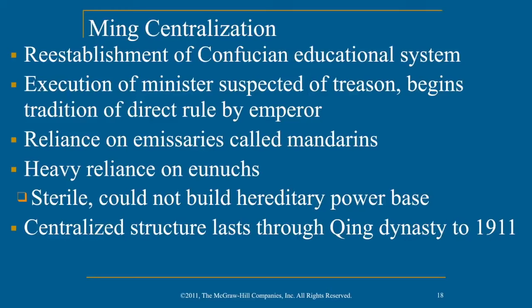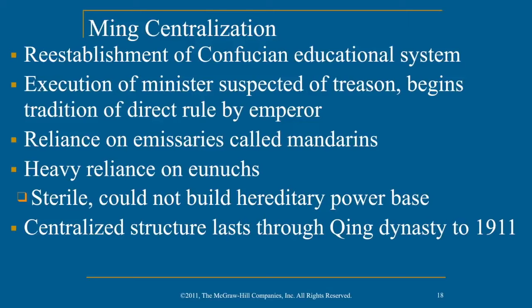Reliance on emissaries called mandarins. So up to this point, we had ministers who kind of ran the day-to-day operations, but now we have emissaries who work on behalf of the emperor, and these people are called mandarins, who go out and speak on behalf of the emperor, saying, Emperor Hongwu has declared such and such, and now your village needs to do this, or now you need to pay taxes, or whatever.